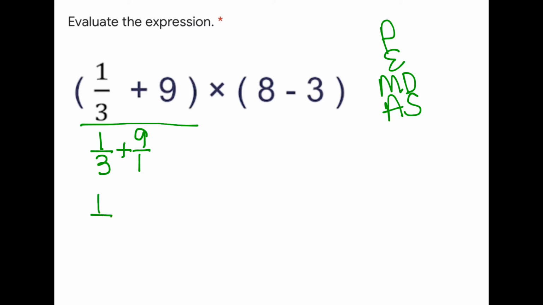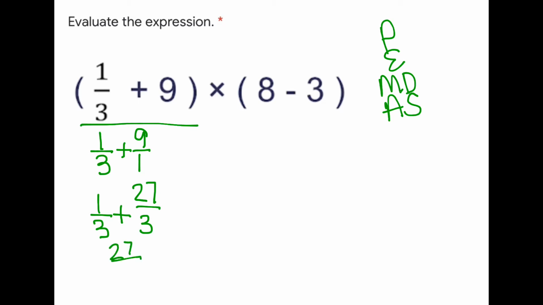So we are going to have 1/3 plus, and we need to multiply this one by 3. So we are going to get 3/27. That is what we're going to do first. And then once we add those, then we are going to get 27/3 will be our first answer here.